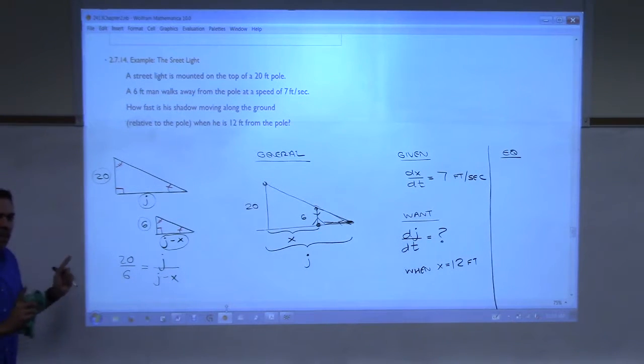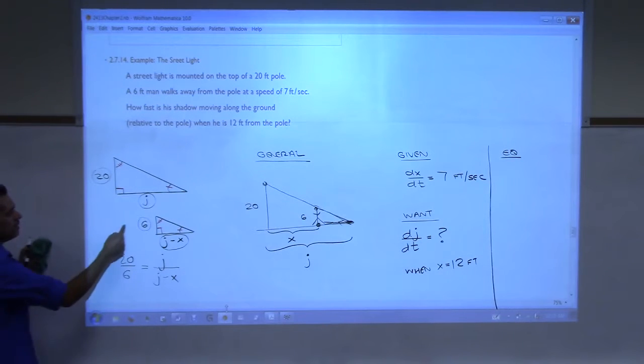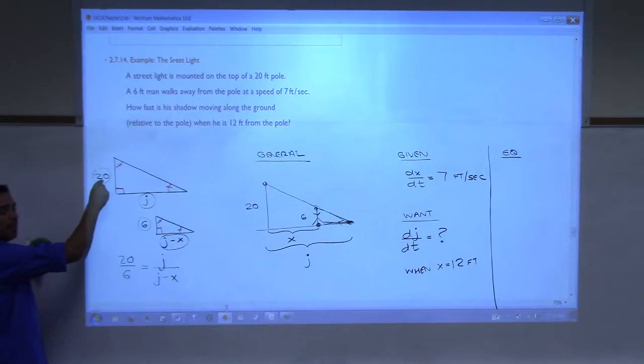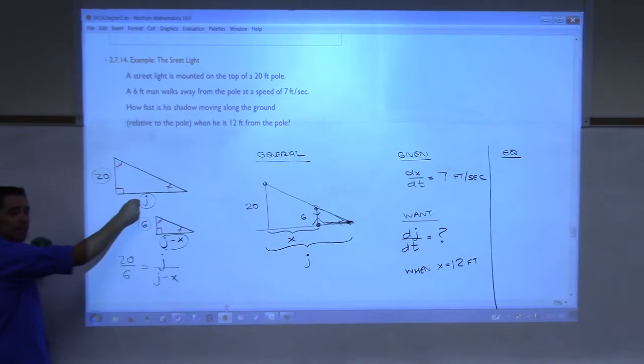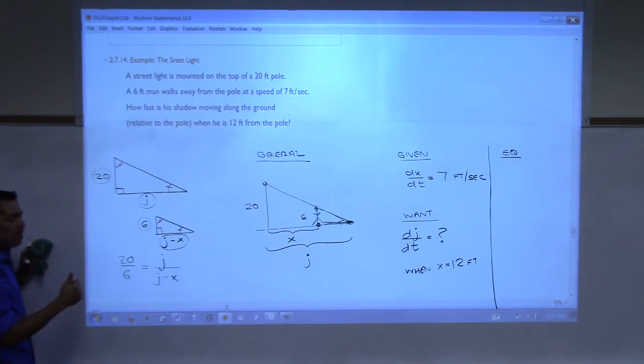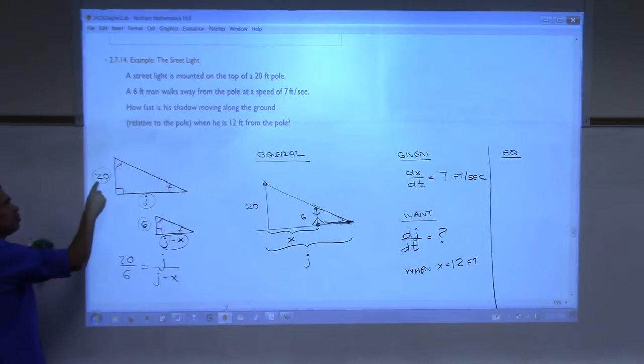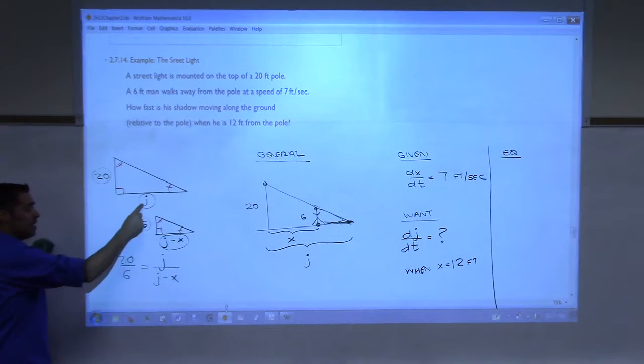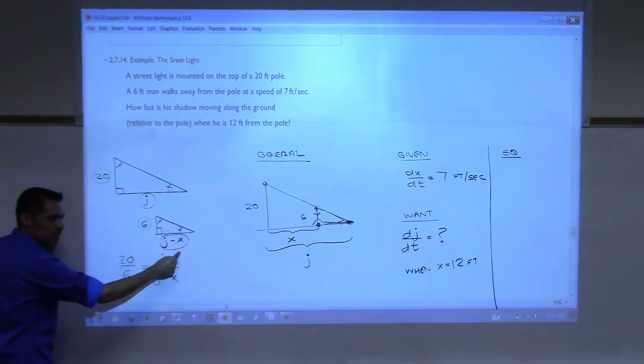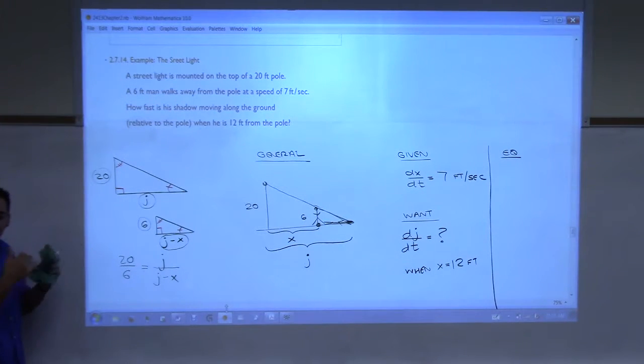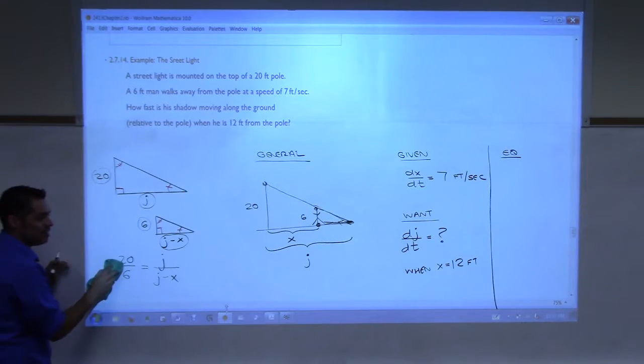But you didn't have to do it that way. You could have done 6 over 20 is equal to j minus x over j. All right? You could have also said 20 over j must be equal to 6 over j minus x. Corresponding side ratios must be equal. Got it? So I'm actually not going to use this one.